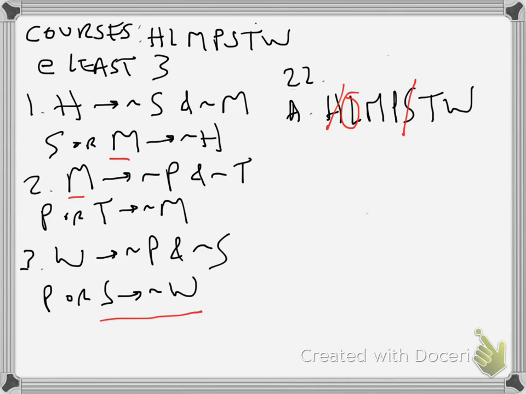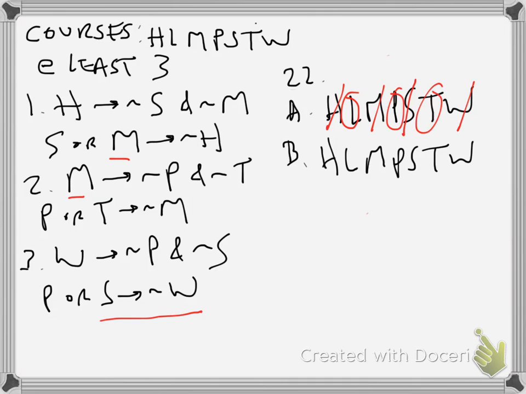Well, they could take L, because L doesn't cause anything to happen. P causes no M and no W. T also causes no M. Could we have L, P, and T? We could. So we don't need H and S. So we go on to B, and we test B: H, L, M, P, S, T, W.